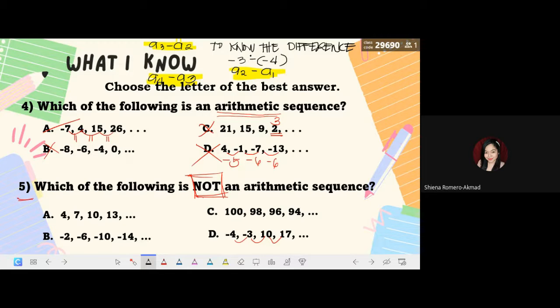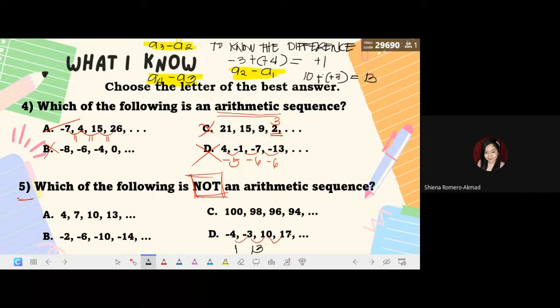Okay, so negative 3 minus negative 4. Since this is subtraction, you change the sign and you proceed to addition. This will give us a positive 1. Okay, so positive 1 ang inad dito. How about for negative 3 and 10? I-minus natin si negative 3 kay 10. Change the sign, proceed to addition. This will become 13.